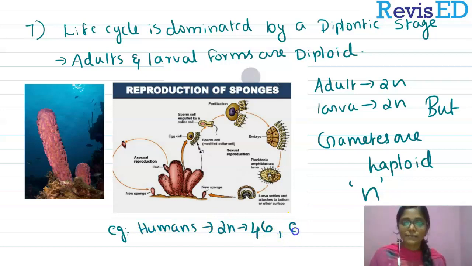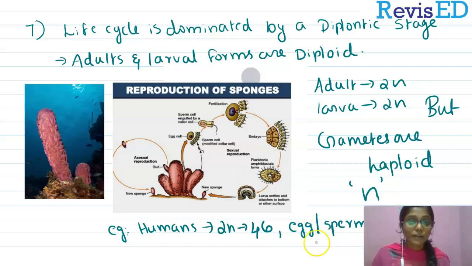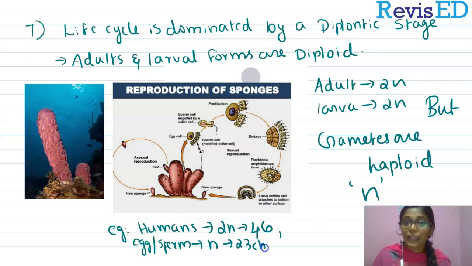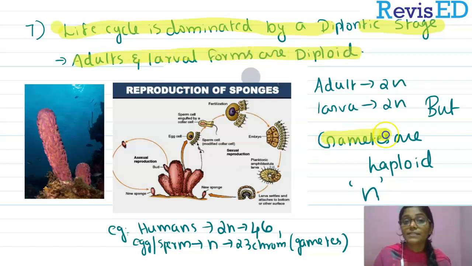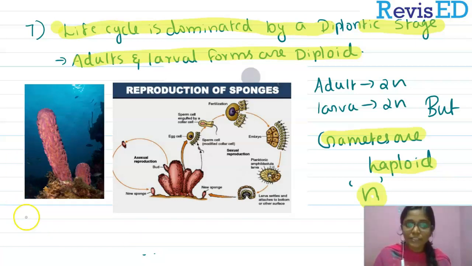So I repeat, gametes are haploid in nature, but the life cycle is dominated by the diplontic adult or larval stage. For example, humans, we have 46 chromosomes, right? The ploidy is 2n, but in egg or sperm, which are the gametes of humans, it has got only 23 chromosomes, which is n number of chromosomes. So we can say the gametes of humans are haploid in nature. Not only humans, most of the animals have a diploid adult or larval stage and a haploid gametic stage. Clear?